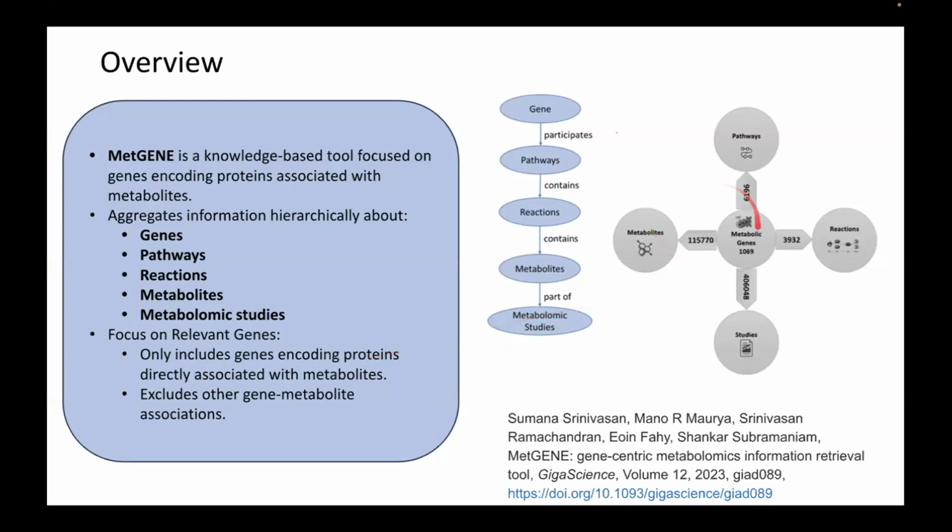And here on the rightmost side, we have the number of entities currently supported by MetGENE: 115,770 metabolites, 3,932 reactions, 6,196 pathways, and 406,048 studies. A paper based on this tool was published recently in GigaScience, and we will share a link to this paper for people who are interested to know more about the tool later.